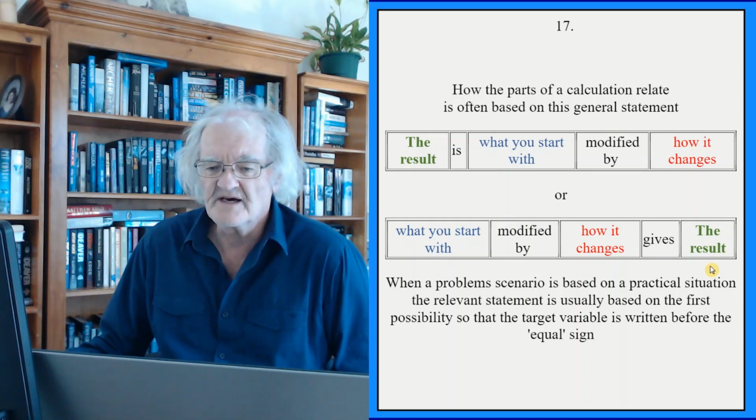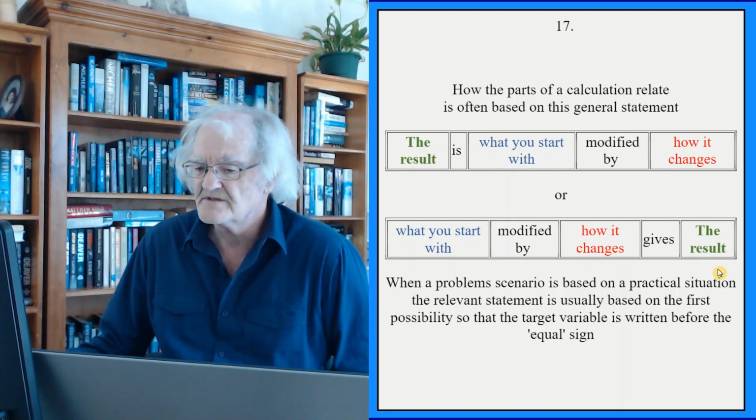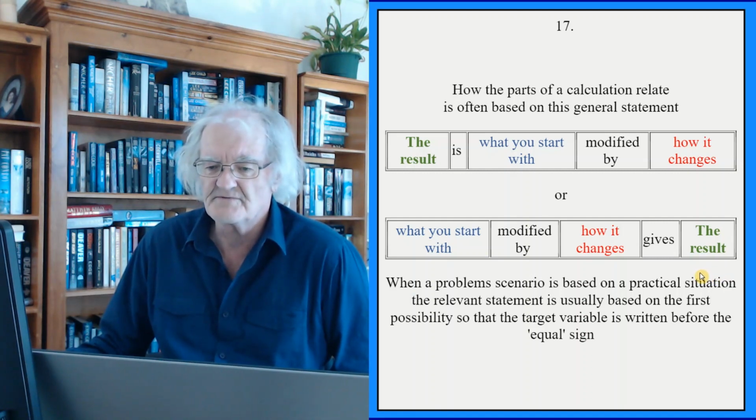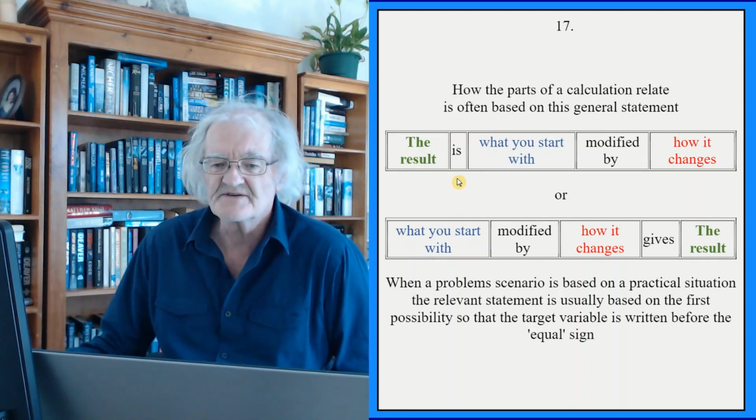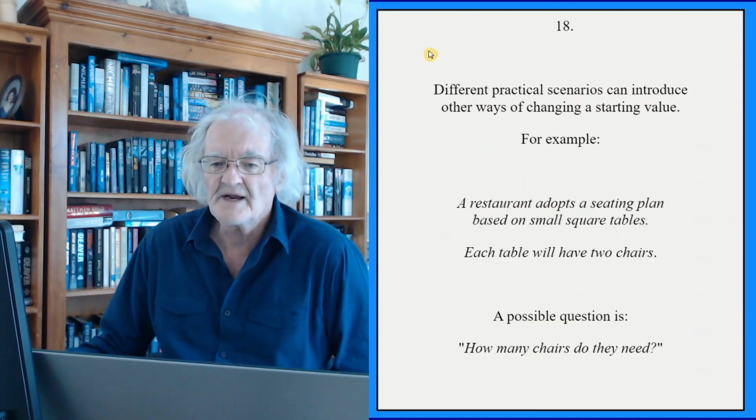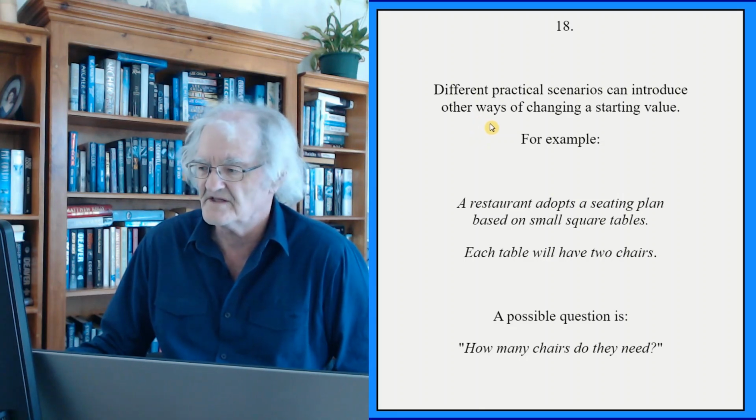When a problem scenario is based on a practical situation, the relevant statement is usually based on the first possibility, that is, this one. So the target variable is written before the equal sign, which in a worded statement is the word is. Different practical scenarios can introduce other ways of changing a starting value.